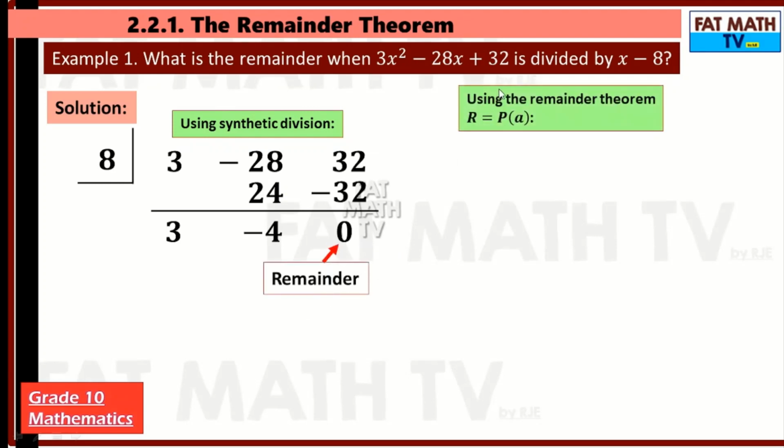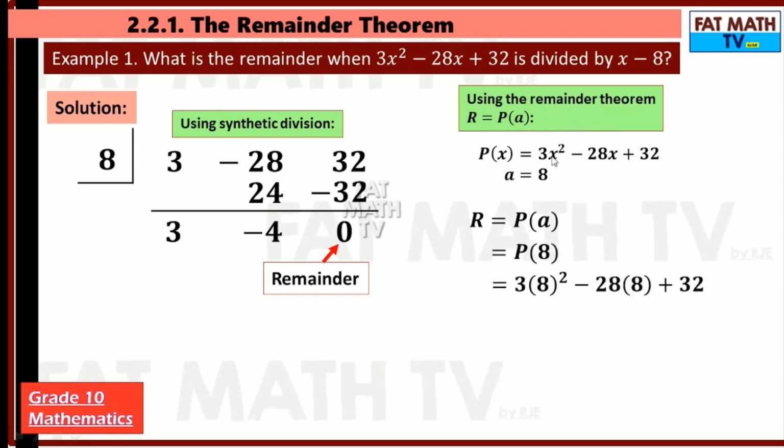But if you use the remainder theorem, the remainder is just p of a, meaning to say we will just replace x here with the value of a. In this case, our a here is 8. So let's just solve for p of 8 because here it is x minus a. So if it's x minus a number here, then this number is the a. So p of a is just p of 8. So replace x with 8.